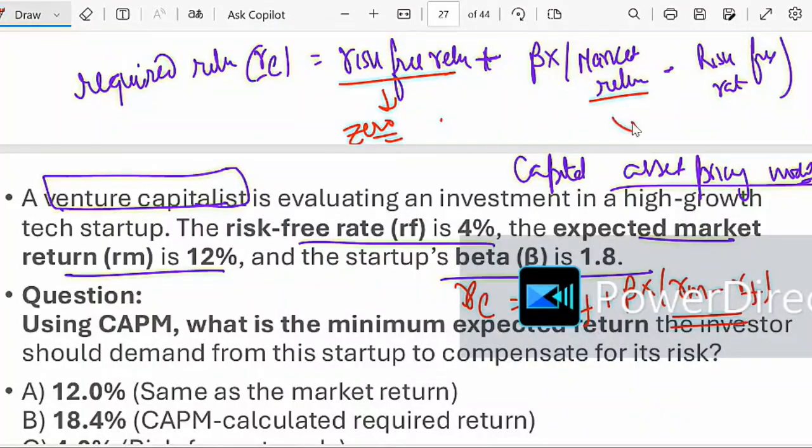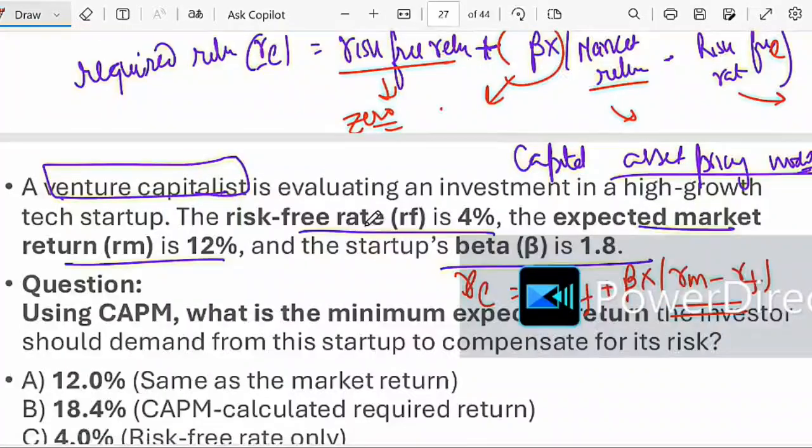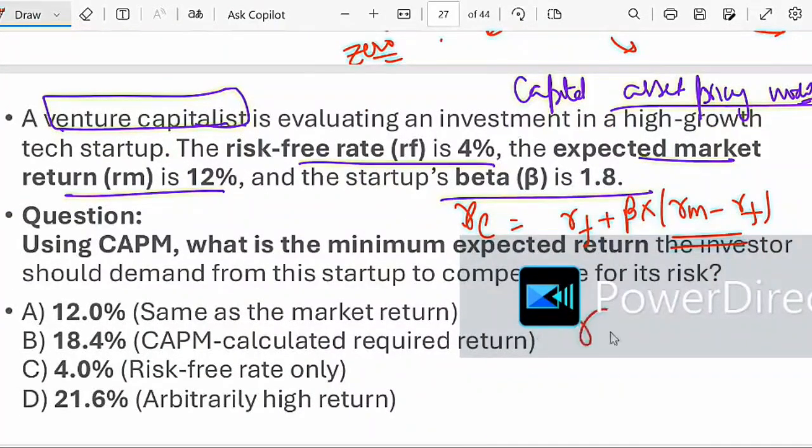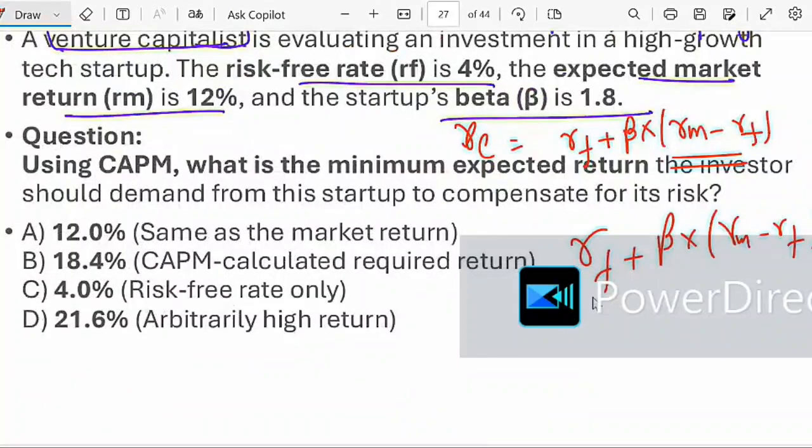So what is market return? Market return means what you expect from the entire market. And beta, we have already discussed. Beta means how much riskier the stock is as compared to the market, right? So you just have to plug in the values. The formula is RF plus beta multiplied by RM minus RF. RF is 4%. Beta is 1.8. RM is 12%. RF is again 4%.